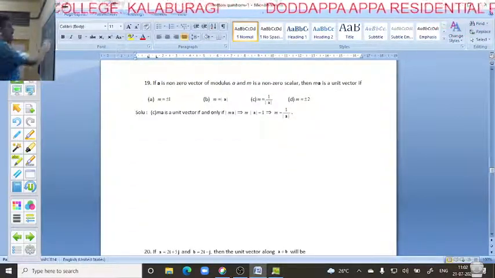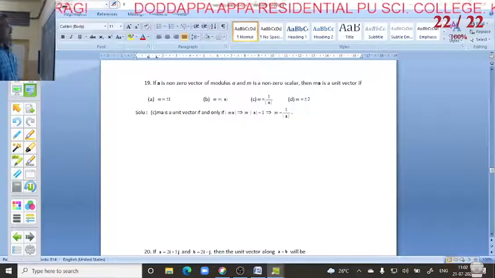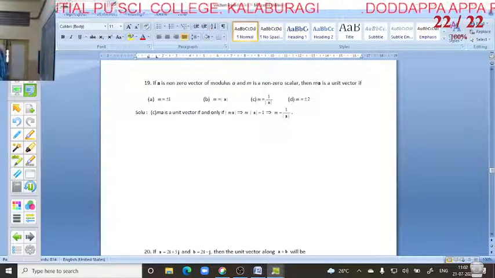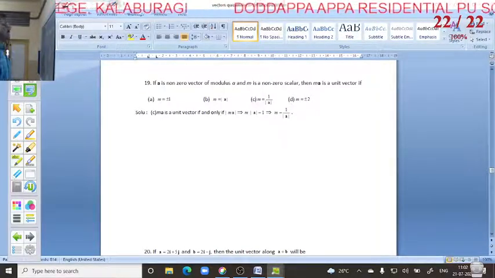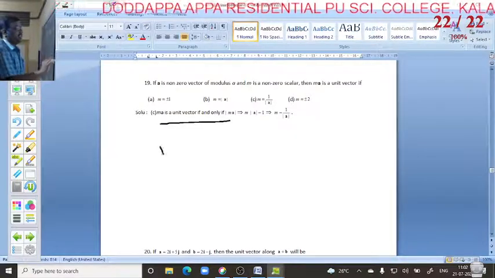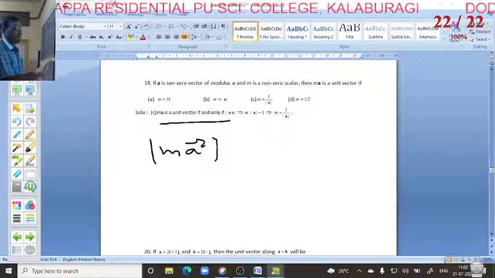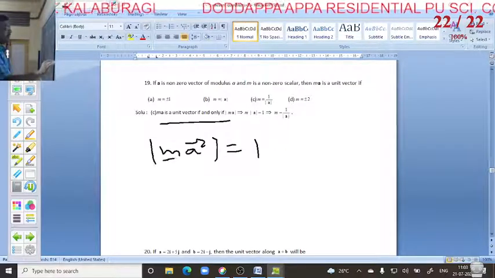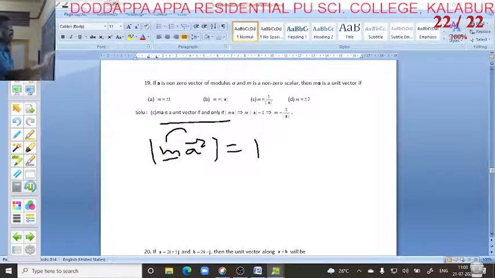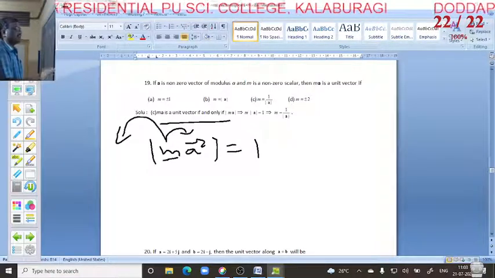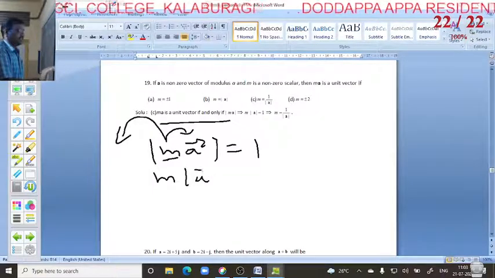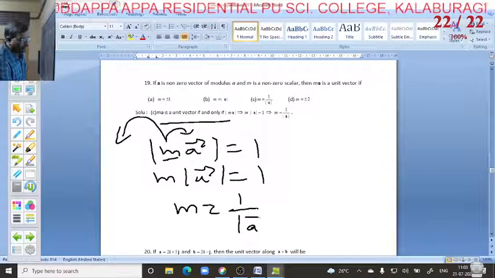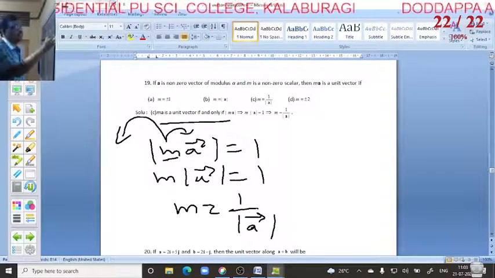Next, 19th. If vector A is a non-zero vector of modulus A and M is a non-zero scalar, then M into vector A is a unit vector. What is given here? M into vector A is a unit vector, which means you have to take M times the magnitude of A equal to 1. But here M is a scalar multiplication, so you can take M outside, and the magnitude of A is always positive. Therefore M is equal to 1 by the magnitude of vector A. Which option? C.